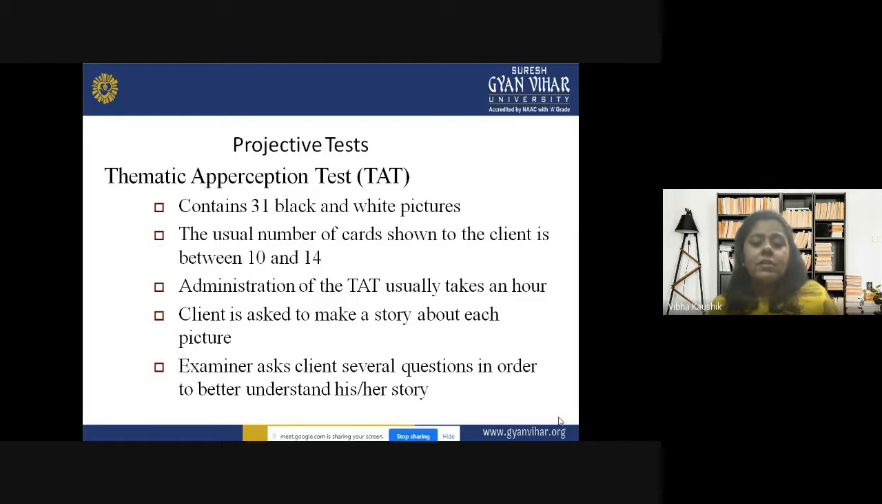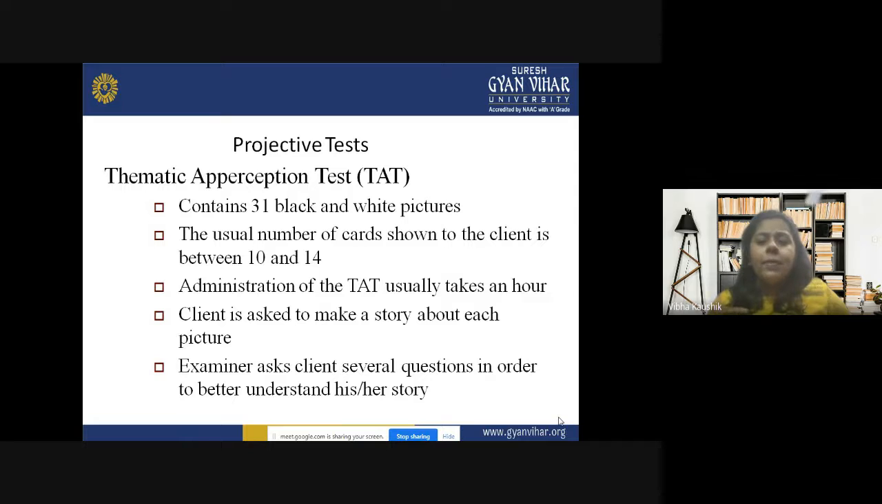Examiners ask clients several questions in order to better understand his or her story. Now, as the card is presented, the subject has to tell a story after seeing that picture. And when he is telling a particular story, the examiner will ask the subject or the client several questions related to the story in order to better understand it.